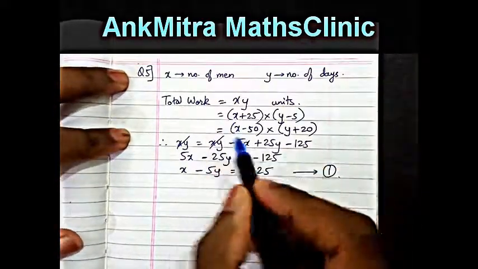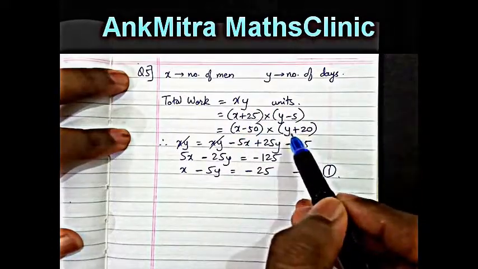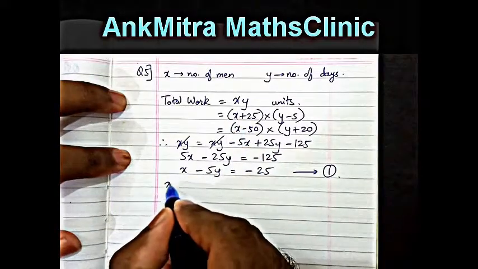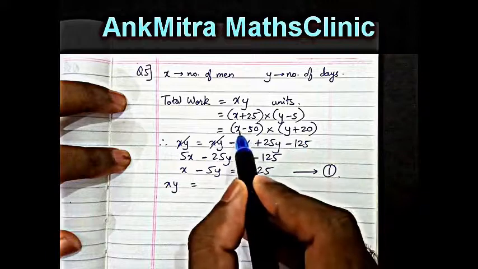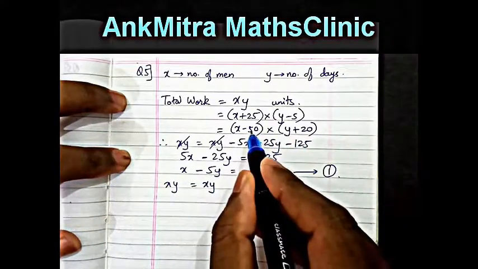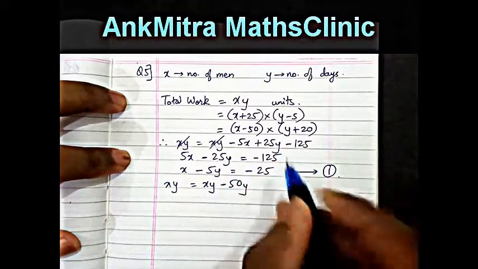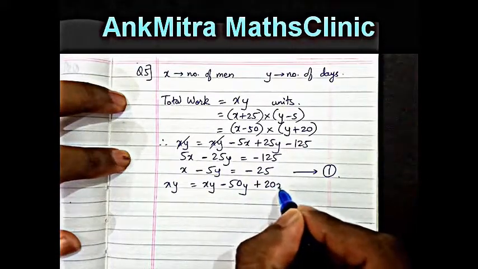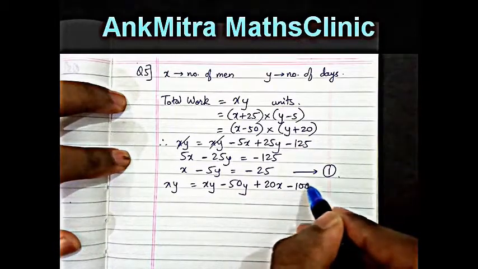In the second case, I'll use the first expression and the third expression, equate the two, and I'll get XY on one side and the product of these two brackets on the other side. So the product of these two is X into Y. Again I'll start with XY. Then minus 50 multiplied by Y is minus 50Y. Then X multiplied by 20 is plus 20X, and minus 50 multiplied by plus 20 is minus 1000.